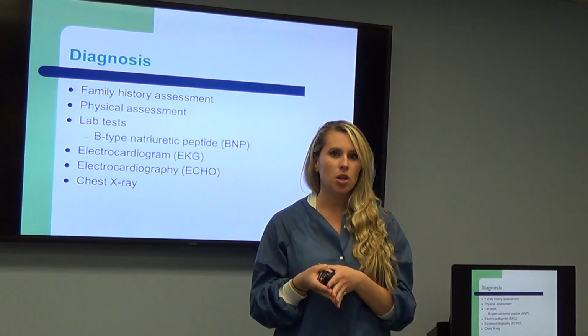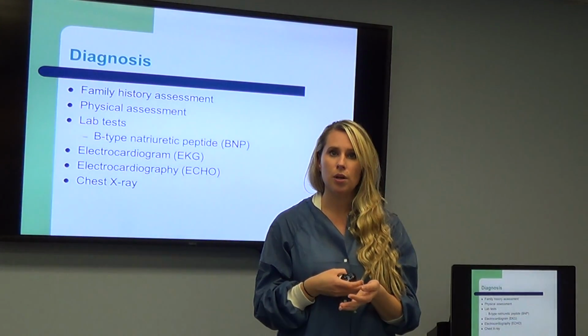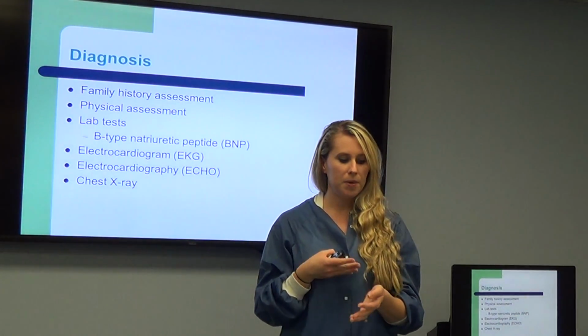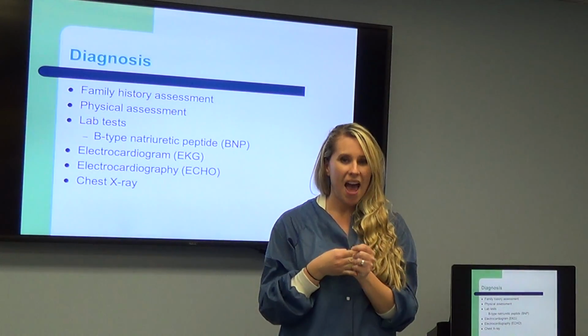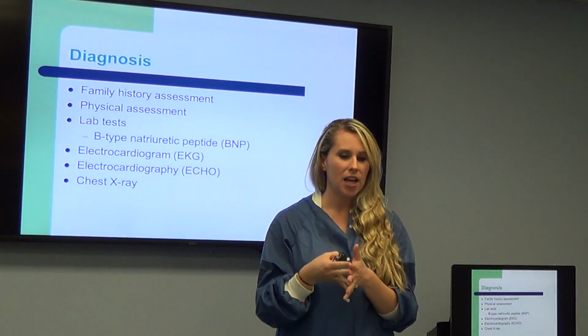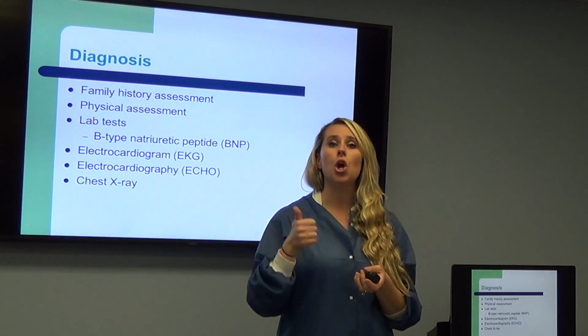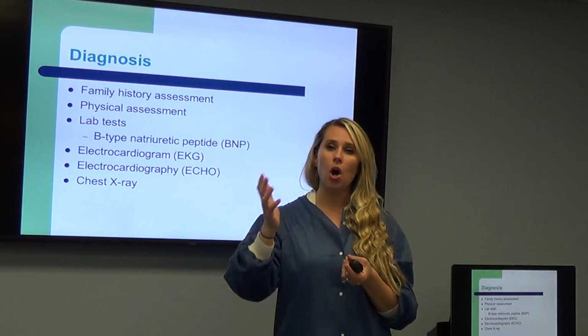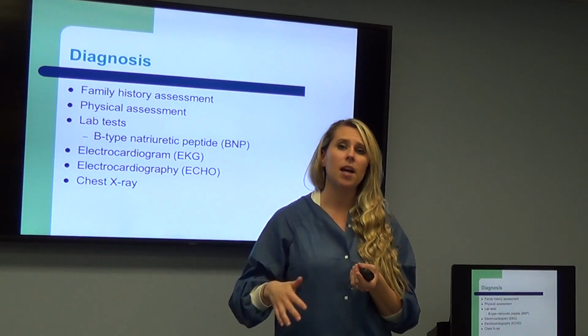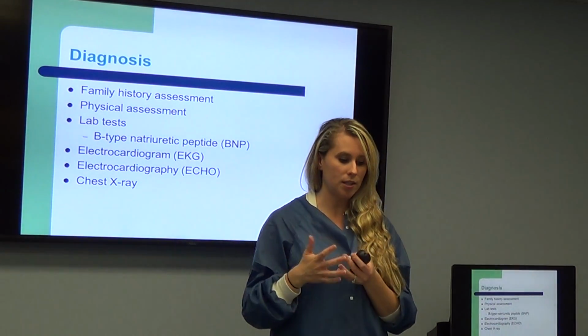Your lab tests, so a very quick venous blood draw, you can do a BNP, which is a B-type natriuretic peptide, and this is a hormone produced by the heart. It's released in response to the heart failing, so it's going to go up. And as you get the heart failure more stabilized, it's going to lower back down. So that's a good test.